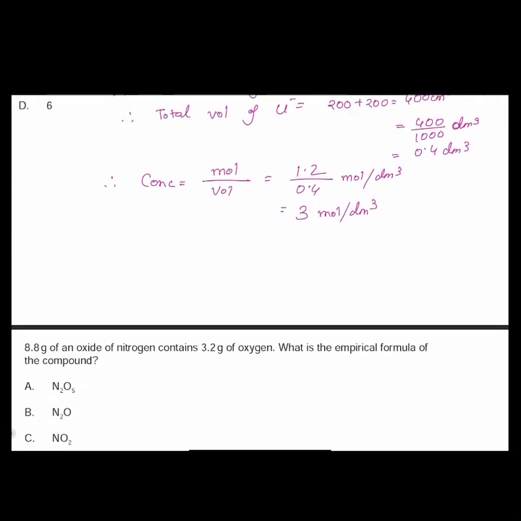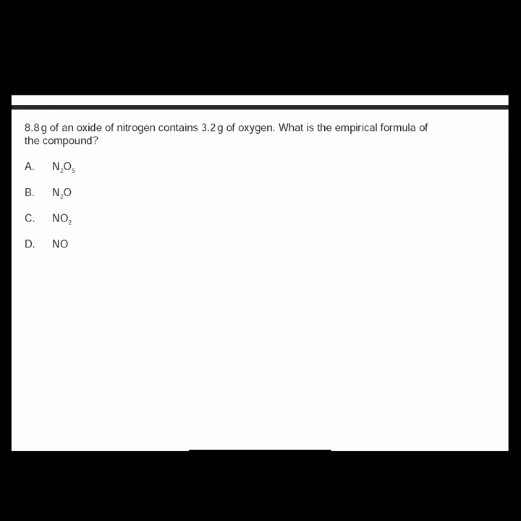Now moving on to the next question. We have 8.8 grams of an oxide of nitrogen that contains 3.2 grams of oxygen, and we need to find the empirical formula of this compound. So let's find the moles of oxygen. Moles of oxygen would be the given mass of oxygen over the molar mass of oxygen, which is 16, so this is 0.2.